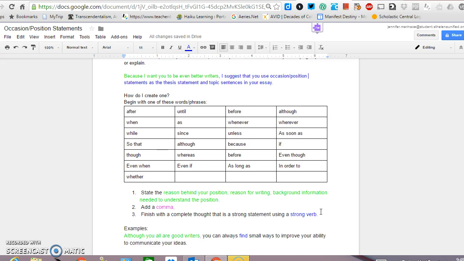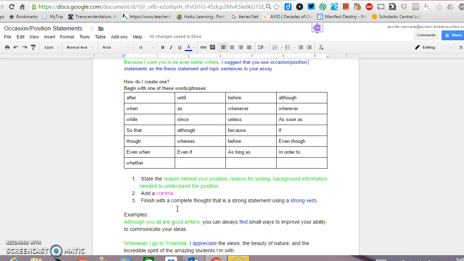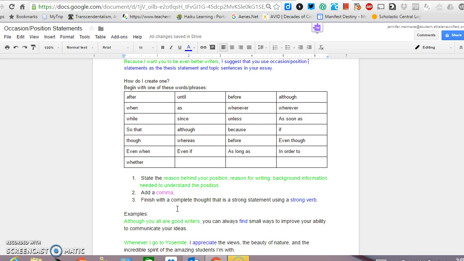So you choose one of these words or phrases, then you state the reason behind your position, or your reason for writing, or some background information that's needed to understand your position. Then you add a comma. You have a comma that separates the first part and the second part, or the comma separates the dependent clause, which is the first part, and the independent clause, which is the second part. And then you finish with a complete thought. That's a strong statement that uses a strong verb. Here's an example.